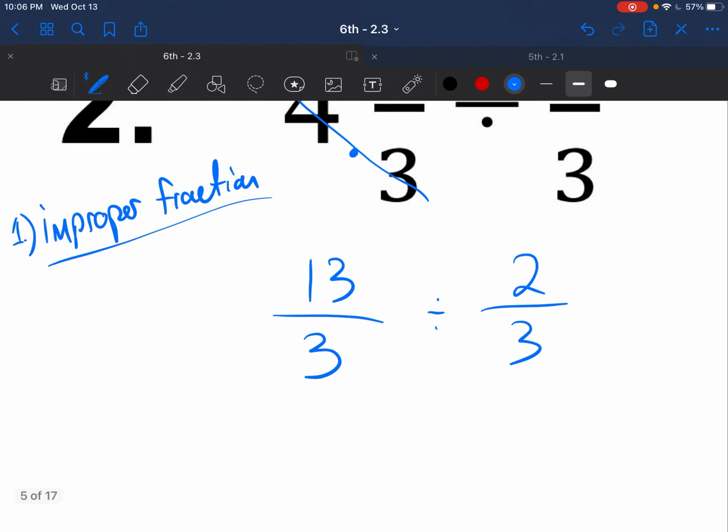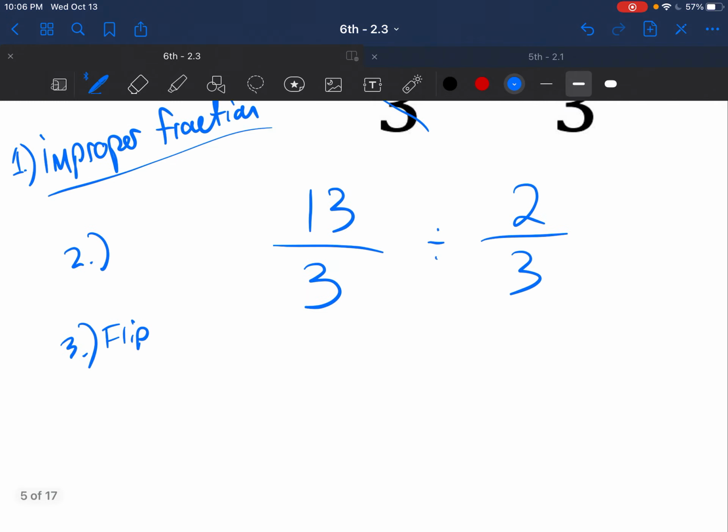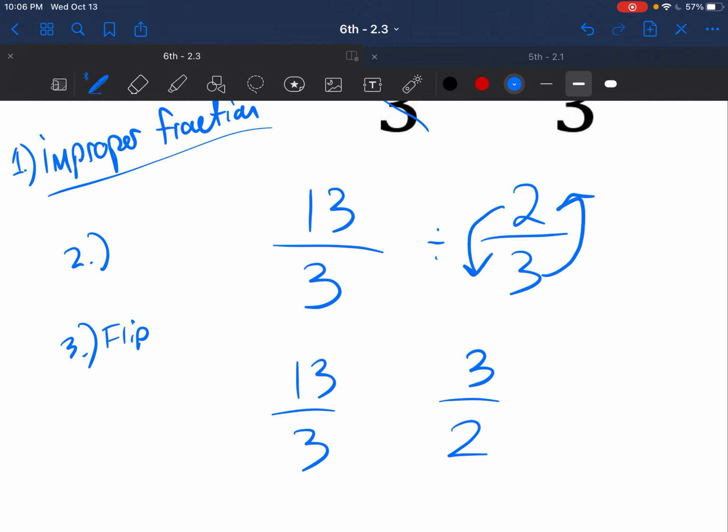Well, ladies and gentlemen, we have step 2. We wrote down the problem. Right? Write down the problem. Step 3, we're going to flip the second fraction. So we have 13 over 3, and then we have 3 over 2, right? We're going to flip it. That goes over there, and that goes over there. And then what happens to the division sign? Division sign turns into multiplication.